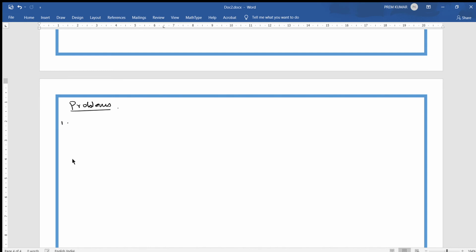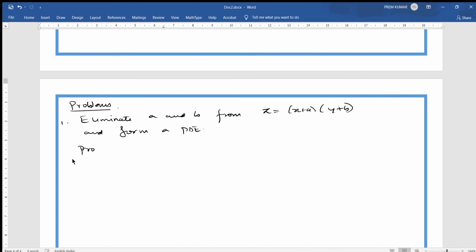First problem: eliminate a and b from z equals (x plus a) into (y plus b) and form a partial differential equation. This is the question. We are going to use the method described above.